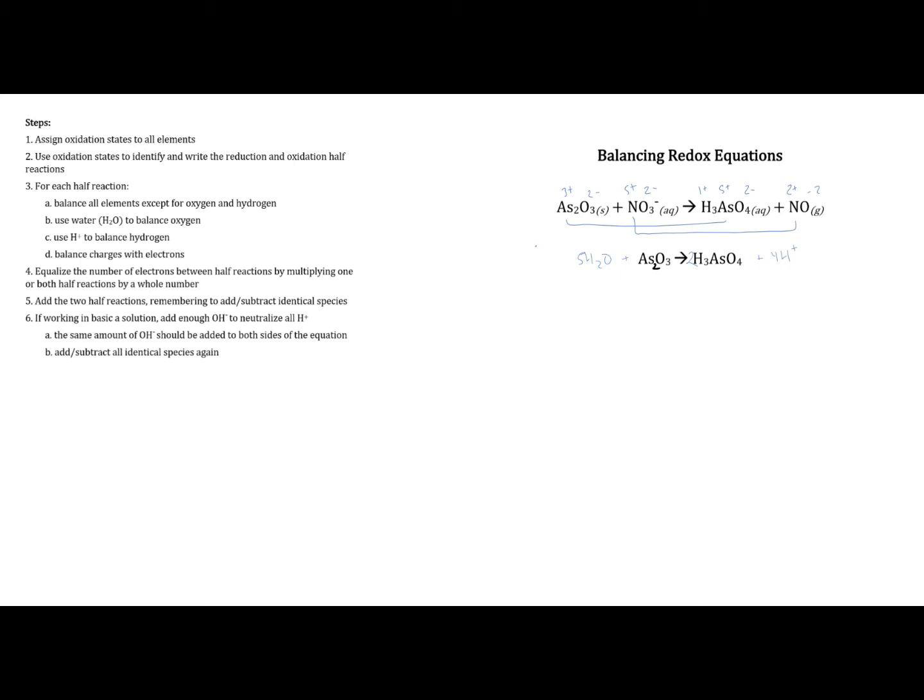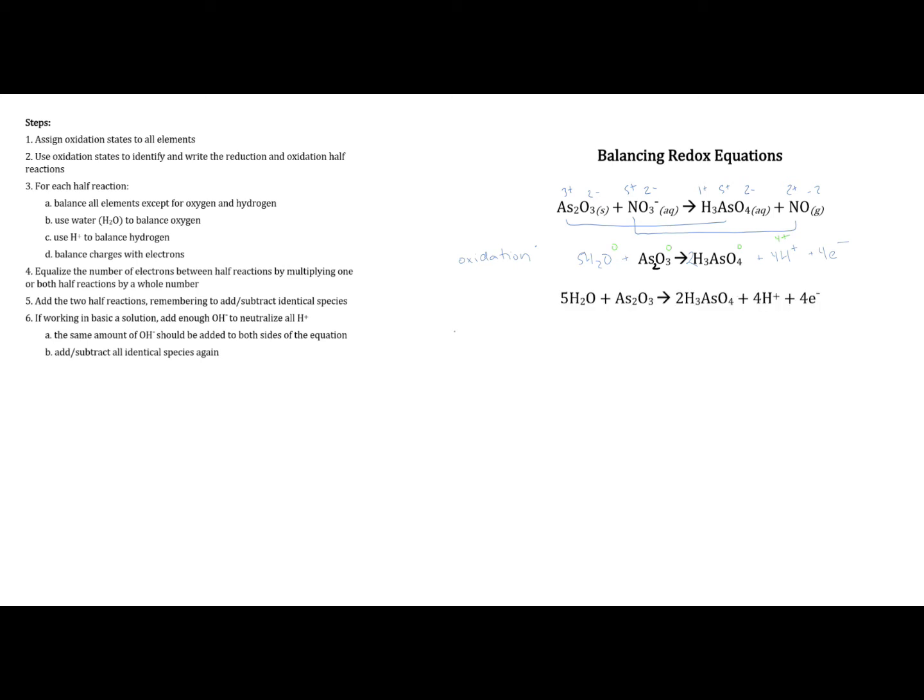Now that I have all my atoms balanced, I need to balance my overall charges. On the left, both of these are neutral, so I have an overall charge of 0. On the right, my acid is neutral, but I have 4 protons, so I've got an overall charge of +4. This means I'm going to have to add 4 electrons to the right-hand side of the equation. Again, now it becomes easy to see that this is my oxidation. Let's rewrite this a little neater. Here is my balanced half reaction.